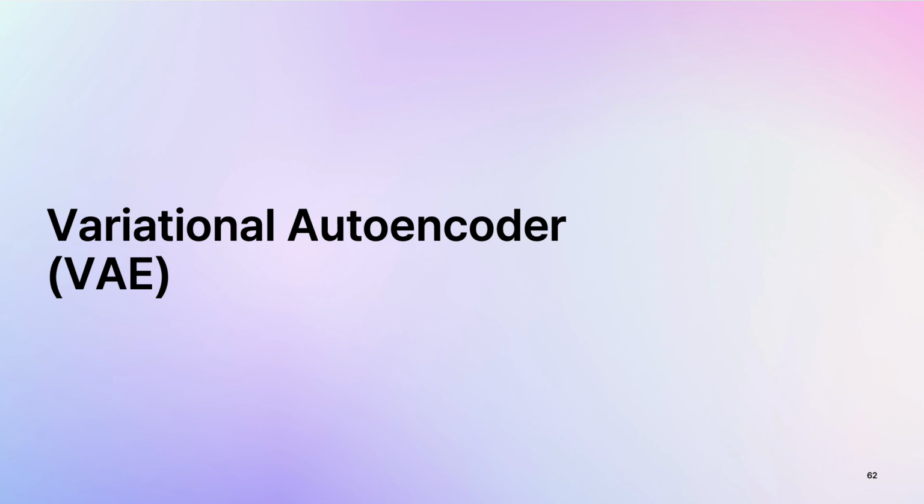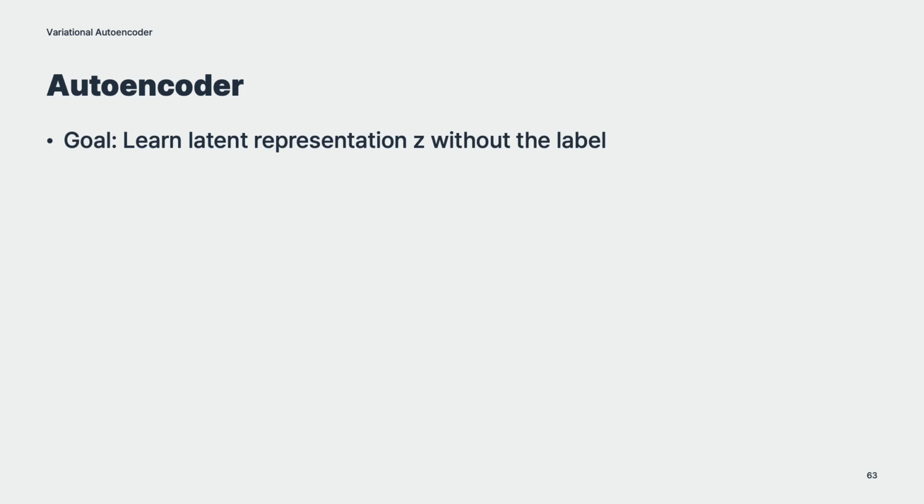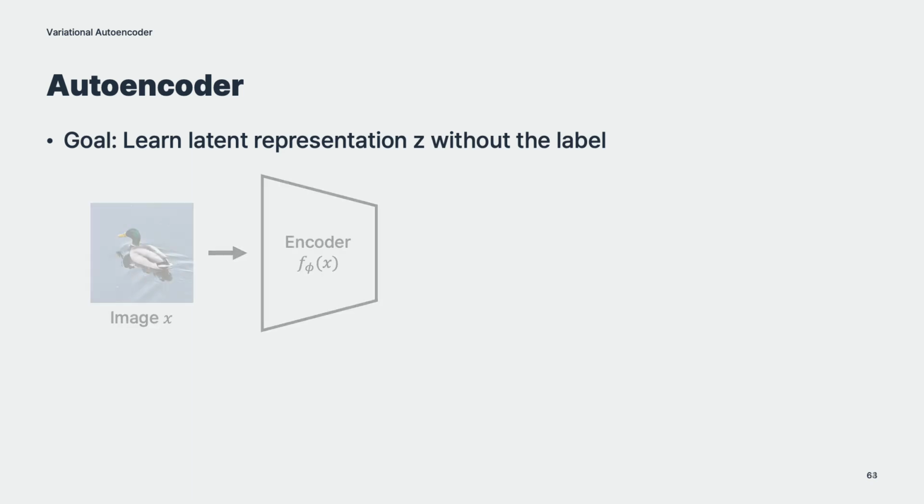We'll move on to explicit but intractable models and take a look at one example, the variational autoencoder, or VAE. A standard autoencoder, not the variational one, is a model that aims to learn a good latent representation Z of an image in a self-supervised way without labels. It consists of an encoder, a latent vector Z, and a decoder.